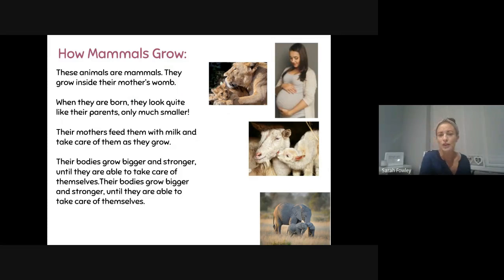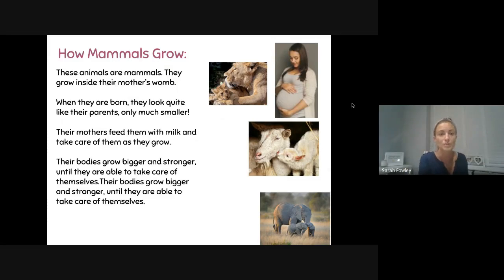Now we're just going to talk a little bit about how mammals grow. And this is the difference here. So just pay attention to the difference between how mammals grow, and then I'm going to move on to how birds grow, okay? And there's a big difference there. So these animals in these pictures here are all mammals. That's right. We're mammals too. Look, there's a human here.